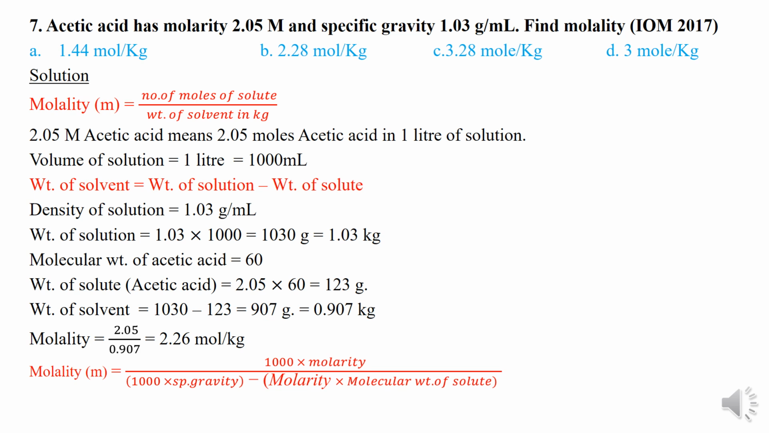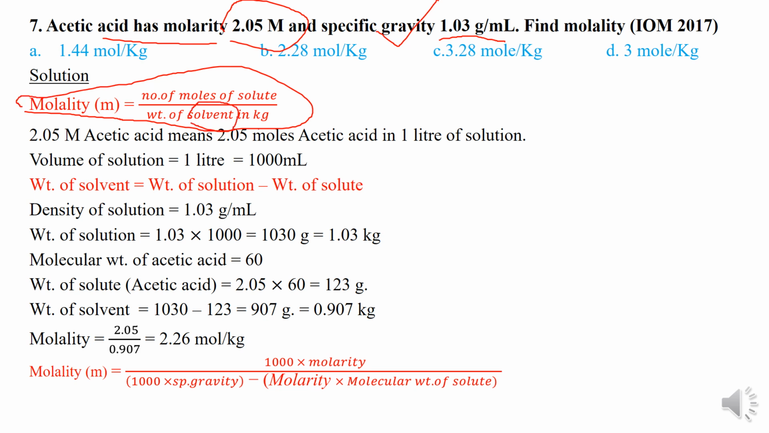Next question. Acetic acid has molarity 2.05 molar and specific gravity is 1.03 gram per ml. Specific gravity is nothing, it is density. And molality is calculated by using this formula. Molality is equal to number of moles of solute divided by weight of solvent in kg. Remember, this should be solvent and this should be in kg. Then according to this molarity concept, 2.05 M of acetic acid means 2.05 moles of acetic acid in 1 liter of solution. We have already discussed the concept of molarity.